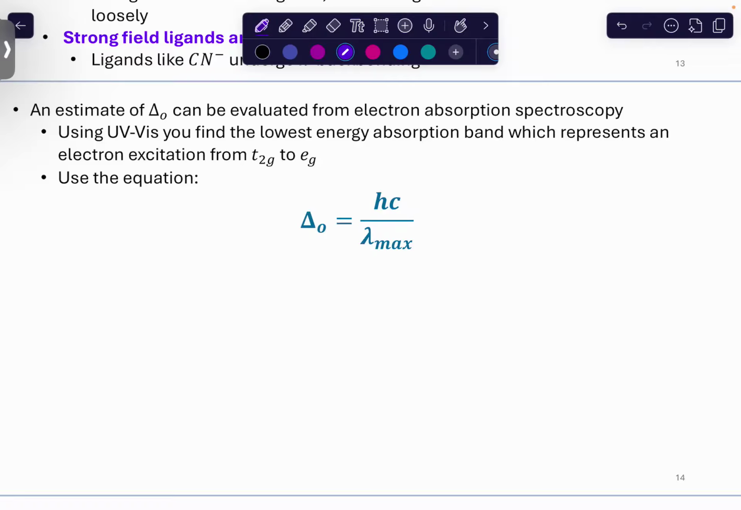And you can evaluate it by looking for your lowest what? Well, your lowest energy absorption, that's going to be your lambda max. And then you place it into here, using your basic Planck equation, your HC over lambda max. And that gives you a pretty accurate estimate of that delta O. H, of course, is your Planck constant, C is the speed of light, and you have to find the lambda from the UV-Vis spectrum.